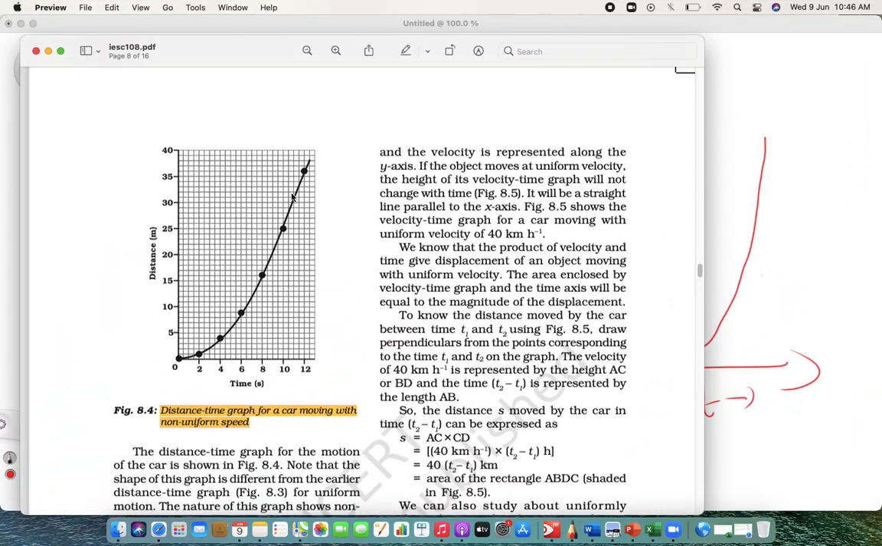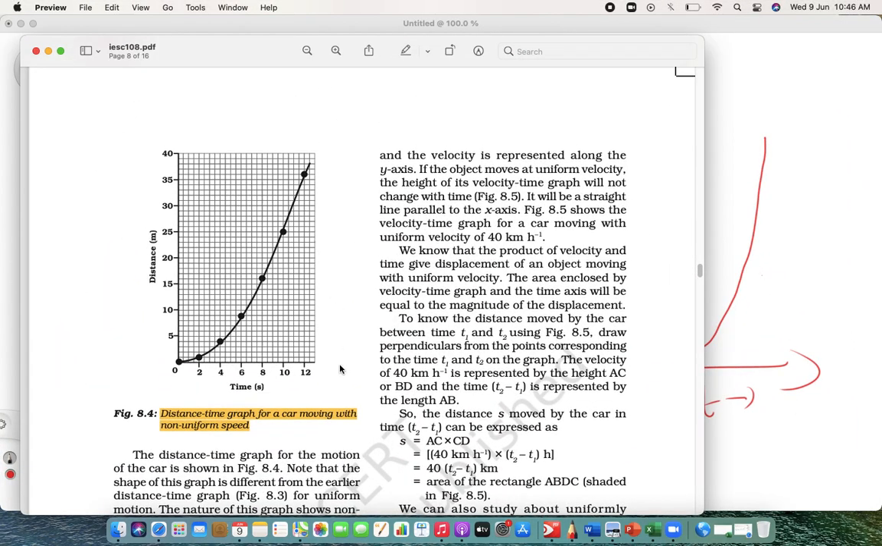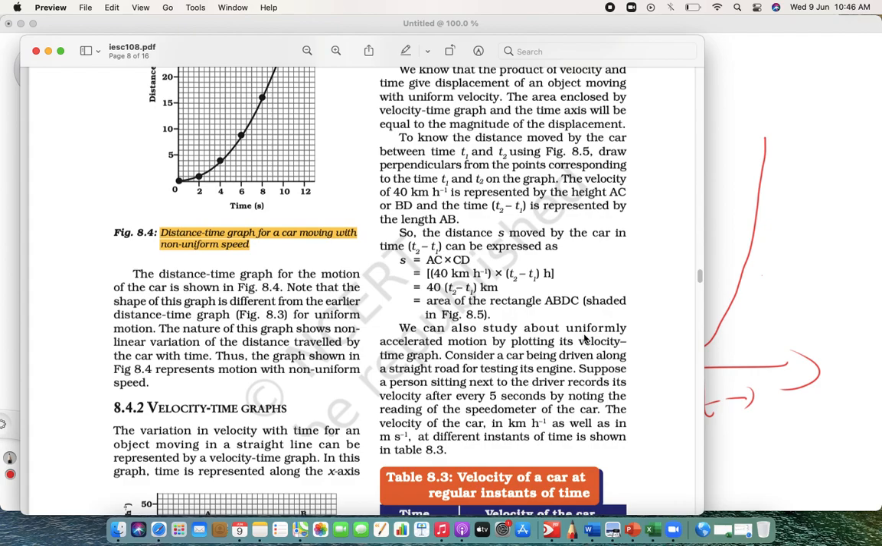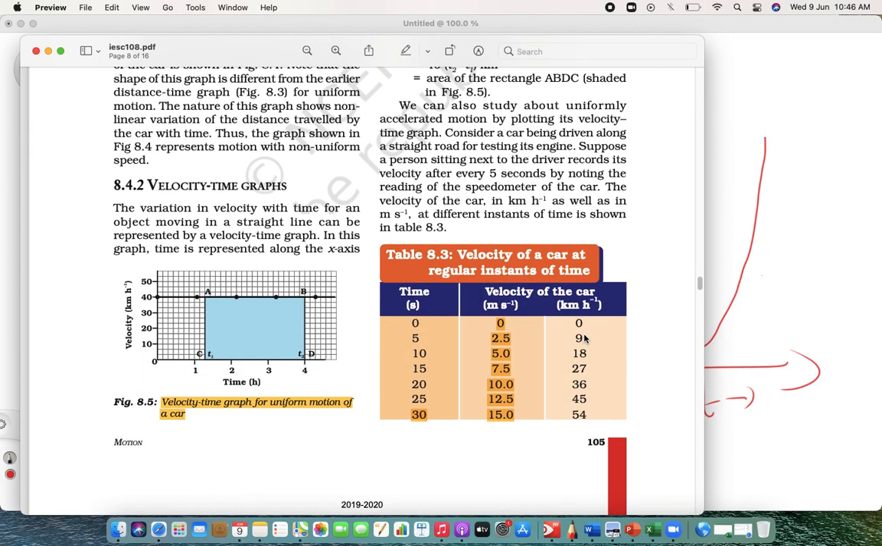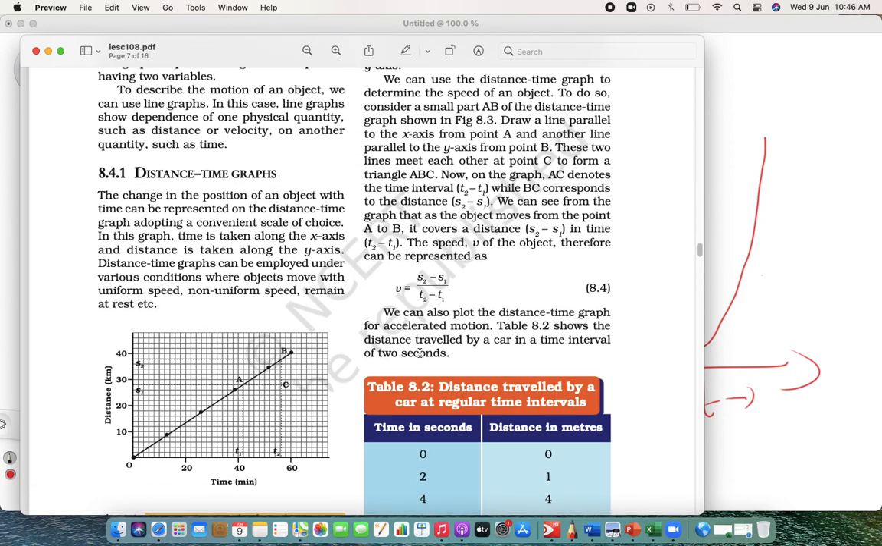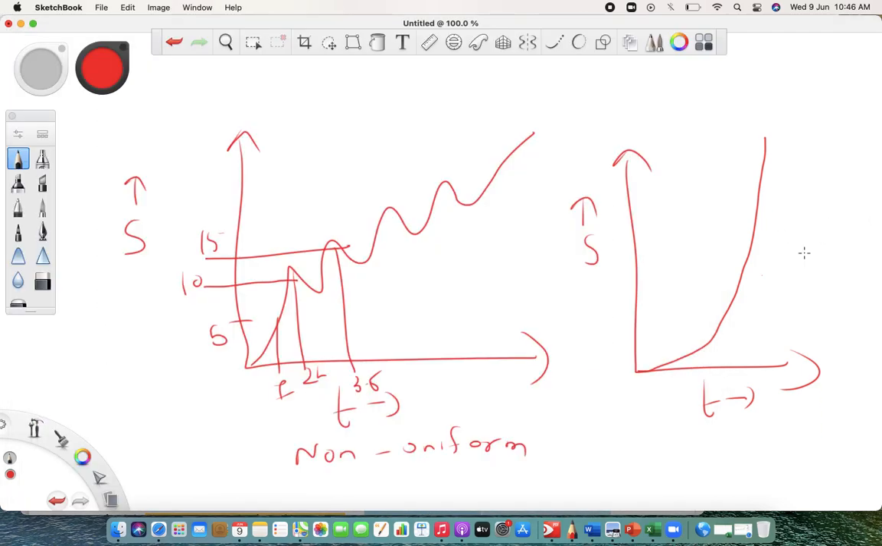So here if you see, this is non-uniform speed, we can also say. So we can say this is uniform and this is non-uniform, and this is stationary. So based on what kind of graph it is, you have to identify, right? So this one I can say is a non-uniform motion, and the other two which I said are uniform and stationary.